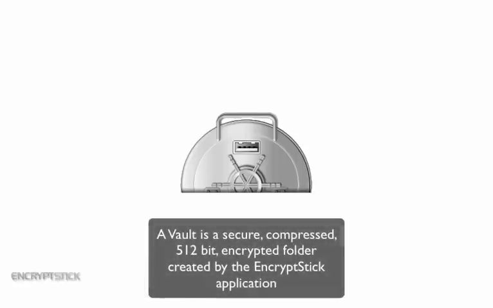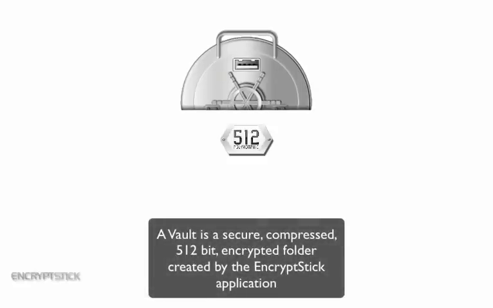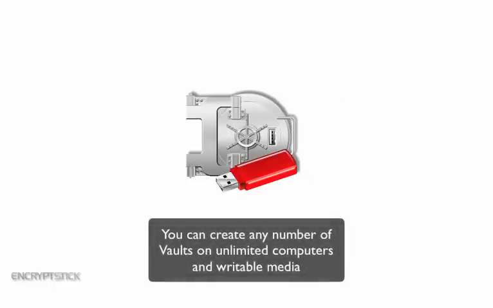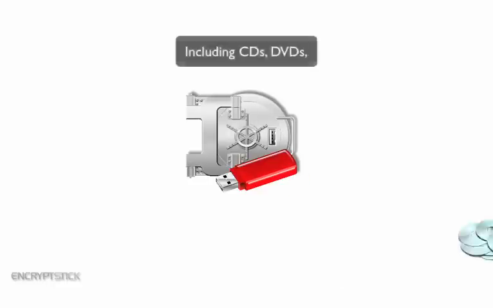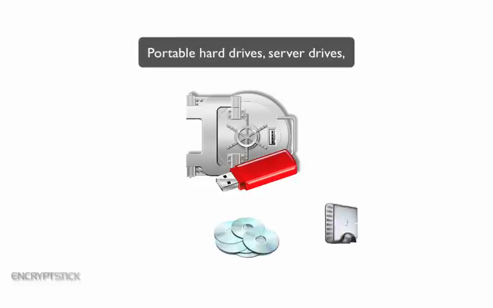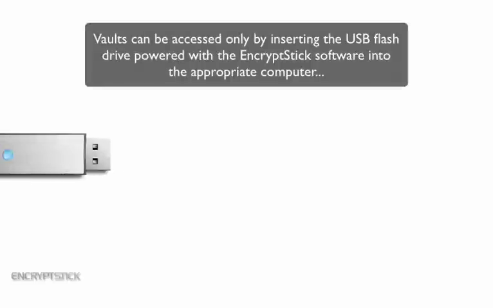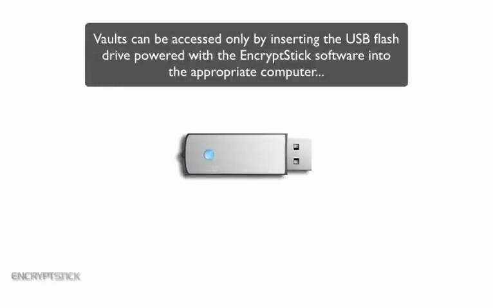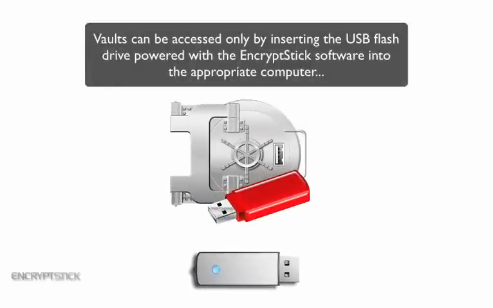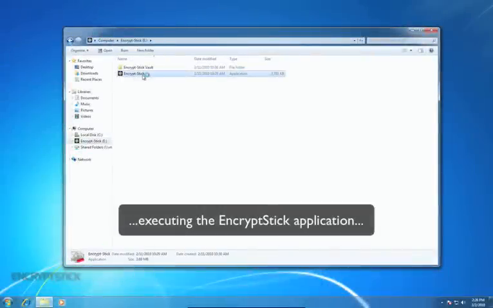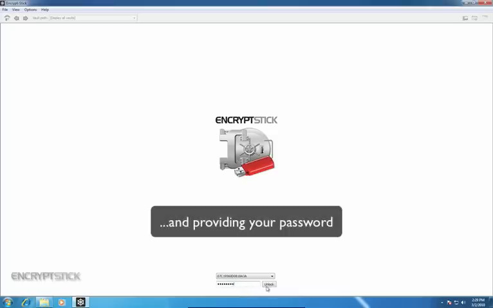A vault is a secure, compressed, 512-bit encrypted folder created by the Encrypt-Stick application. You have the ability to create any number of vaults on unlimited computers and writable media, including CDs, DVDs, portable hard drives, server drives, and memory cards. Vaults may be accessed only by inserting the USB flash drive powered with the Encrypt-Stick software into the appropriate computer, executing the Encrypt-Stick application, and providing your password.